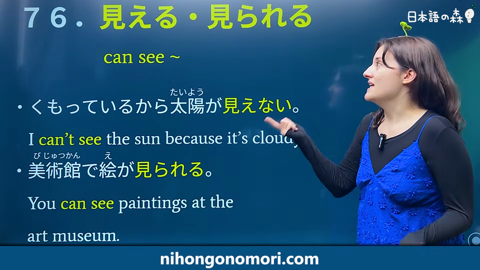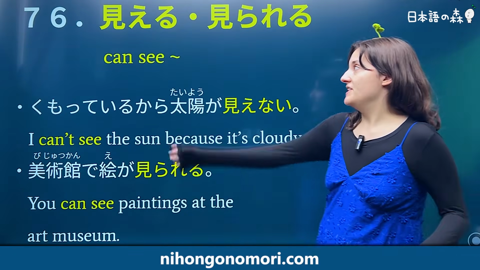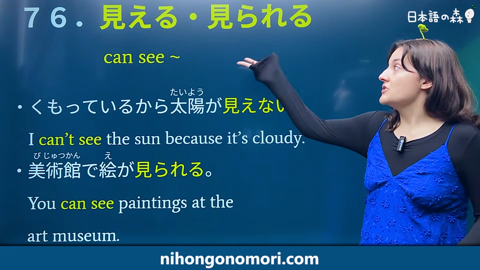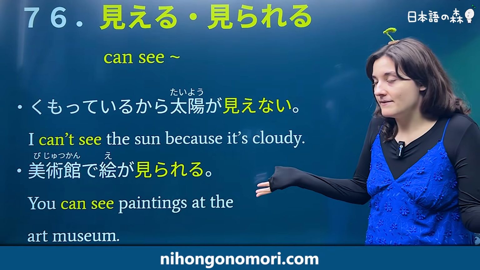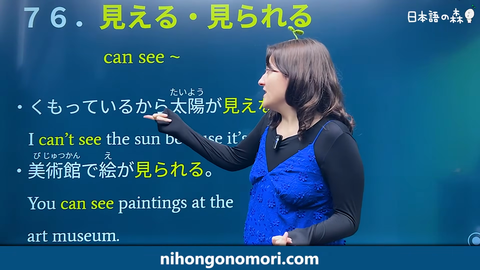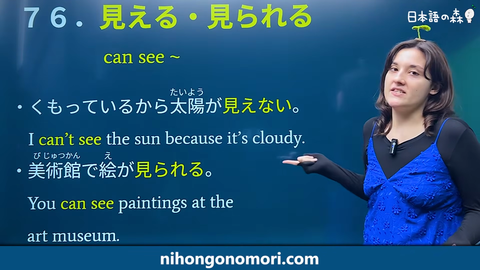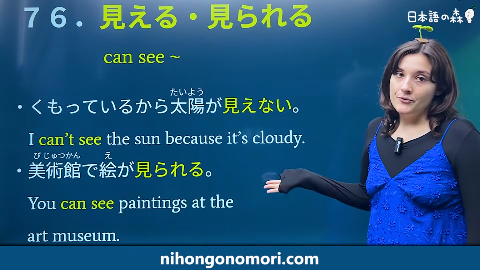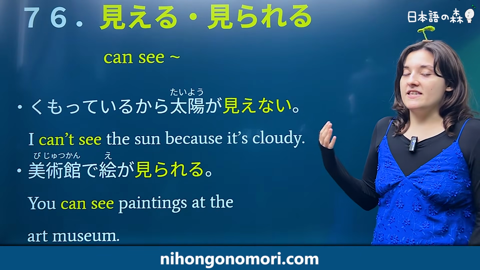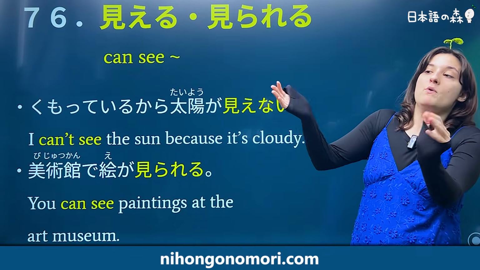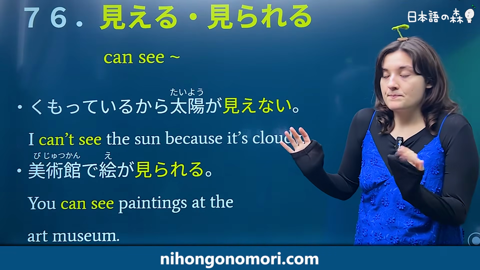見える, 見られる. So this is can see. And we're going to talk about the difference between these two verbs, which mean be able to see. 曇っているから太陽が見えない. I can't see the sun because it's cloudy. 見える, the verb, is used to mean that you're able to see something naturally without making any effort. It's there so you can see it.